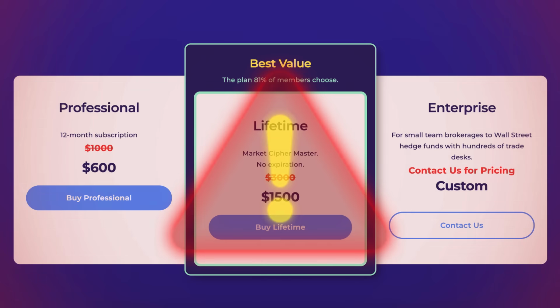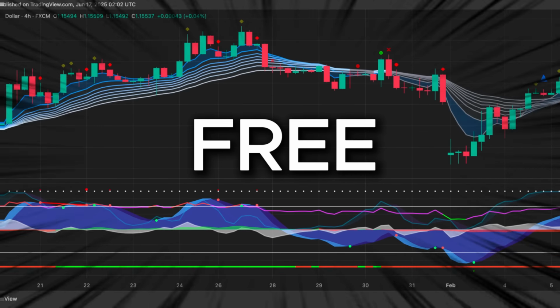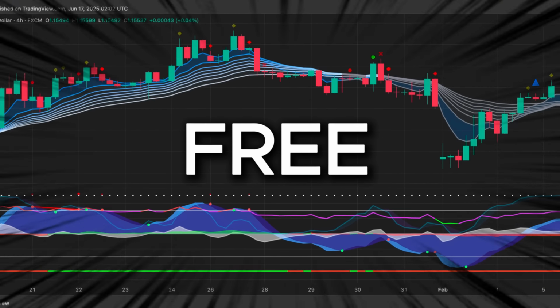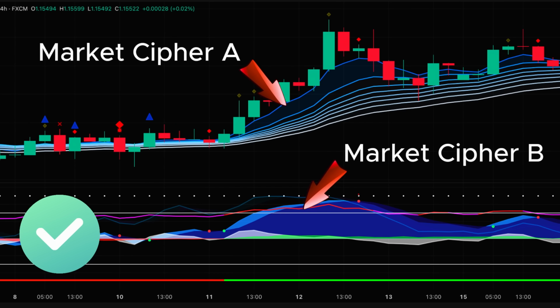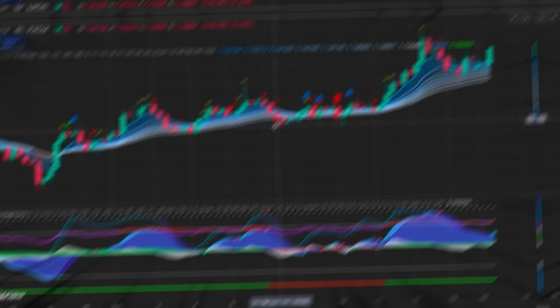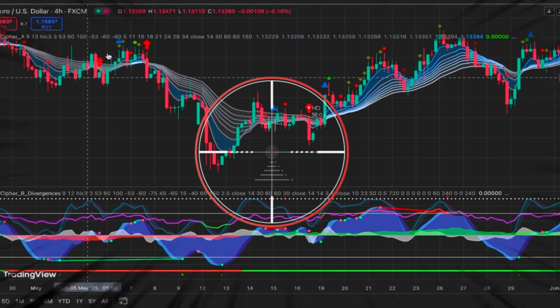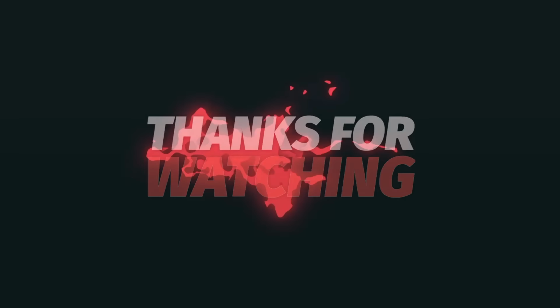Don't pay $1,500 for Market Cipher A and Market Cipher B. You have the exact indicators for free on the TradingView platform. Market Cipher A and Market Cipher B are very powerful tools that in recent years became popular among traders. In this video, we're going to explore Market Cipher A and Market Cipher B and see how we can use them for trading. Just make sure you watch this video until the end, and let's get started.